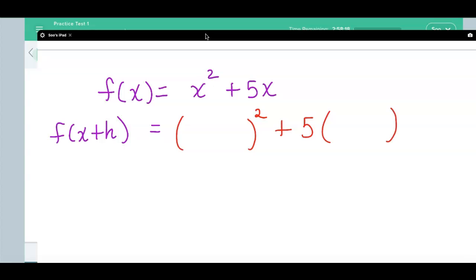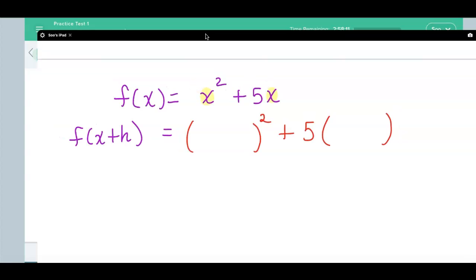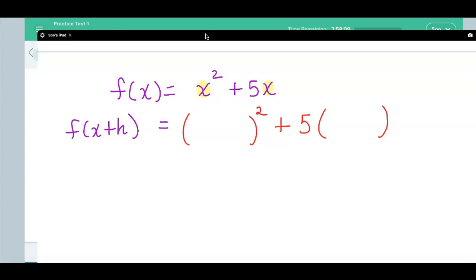Wherever you see x, I want you to draw parentheses. And you see there was x here and x there. So wherever there used to be x, I just drew parentheses. And guess what goes in this parenthesis? I'm going to plug in x plus h and x plus h. That's what you do. And then you have to simplify this. Let us FOIL x plus h times x plus h.